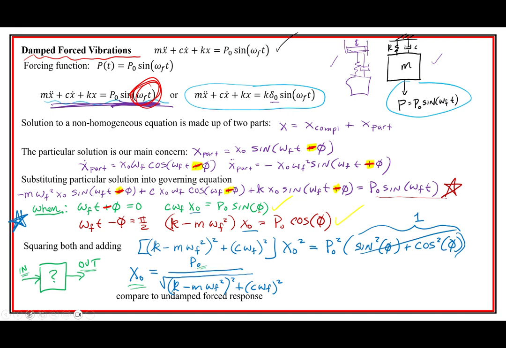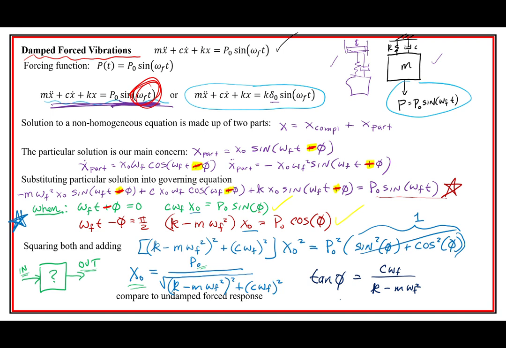We can also, because sometimes the phase information is important to us, find the phase by taking the inverse tangent of C omega F over K minus M omega F squared. And notably, if we want to, and we will in a second, we can manipulate these equations by dividing through by K and also collecting some things and writing them out in different ways.